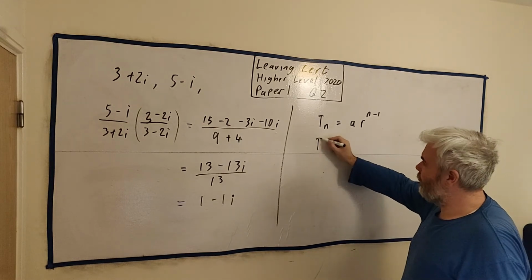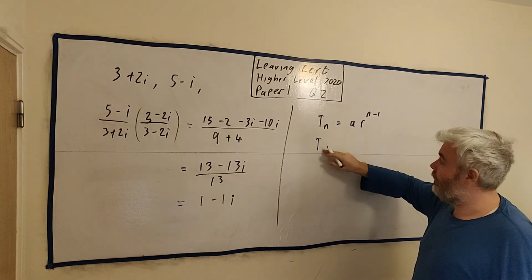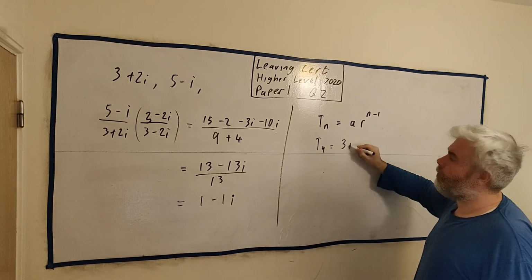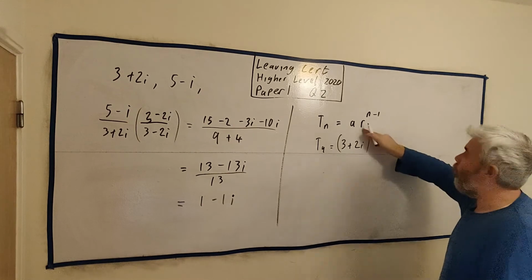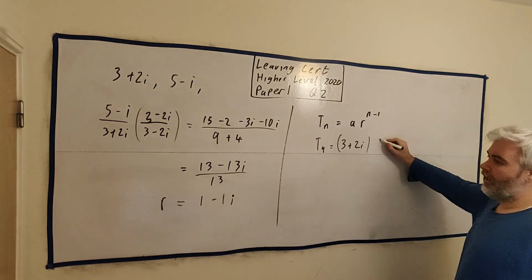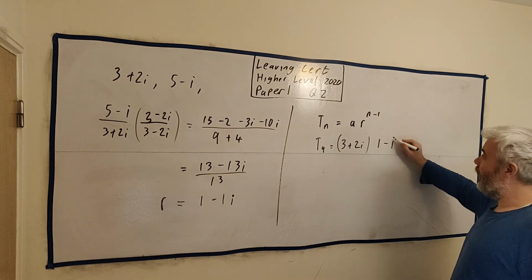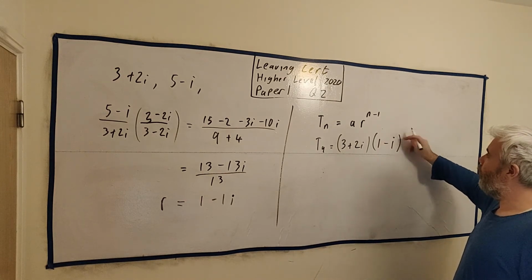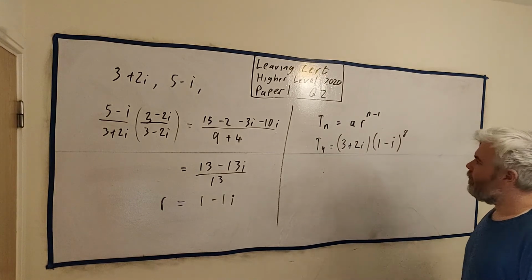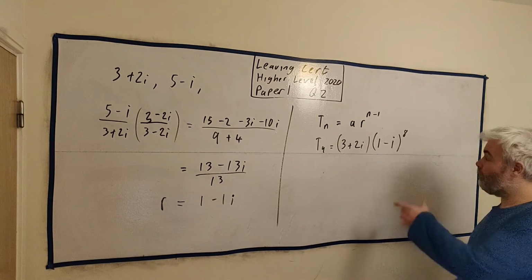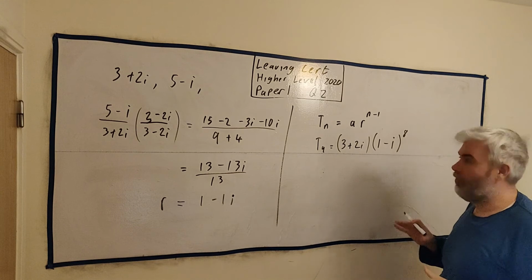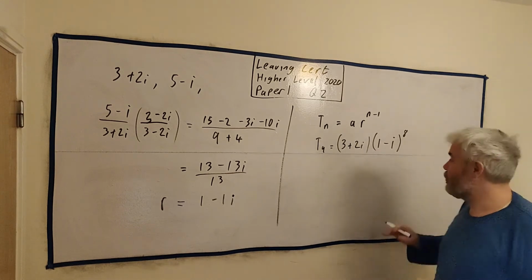So to clean this up, to get the ninth term, T9, would be equal to a, the first term, that's 3 plus 2i, times r, the common ratio, we just found that, that's 1 minus i, to the power of 9 minus 1, that's 8. So De Moivre's Theorem helps us solve complex numbers to the powers of. So to do that, we really need to change this.